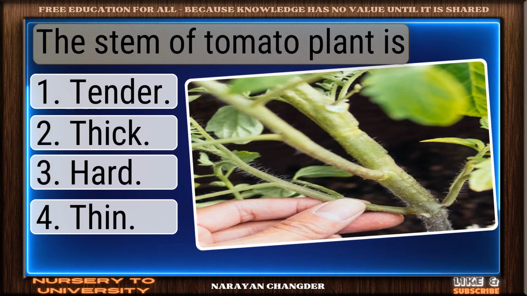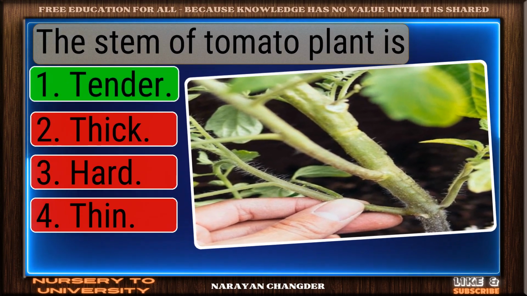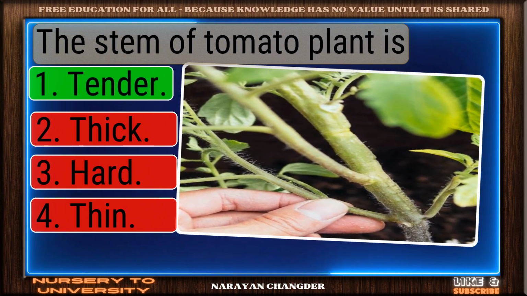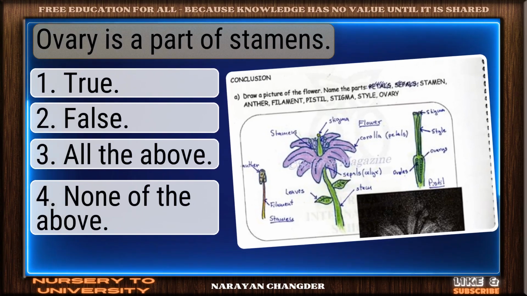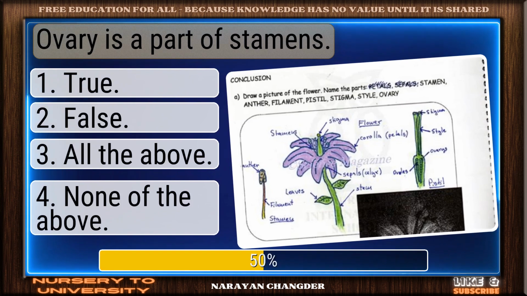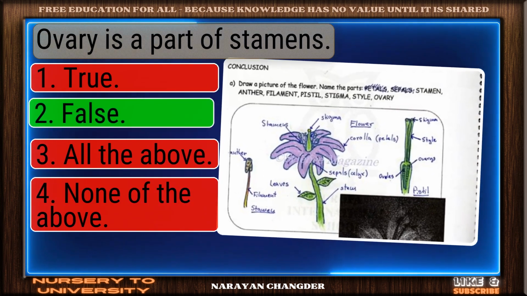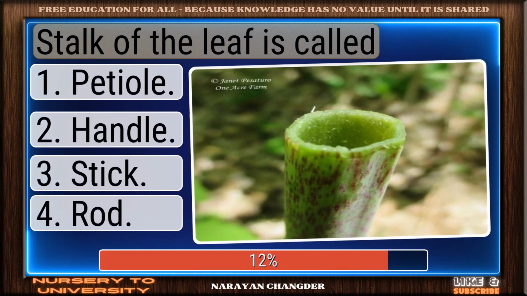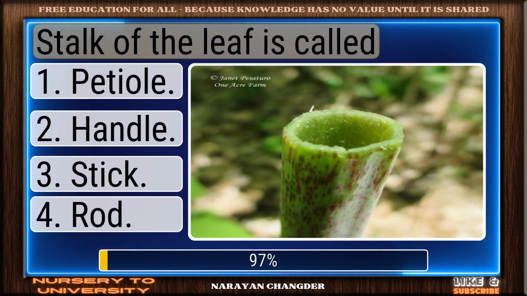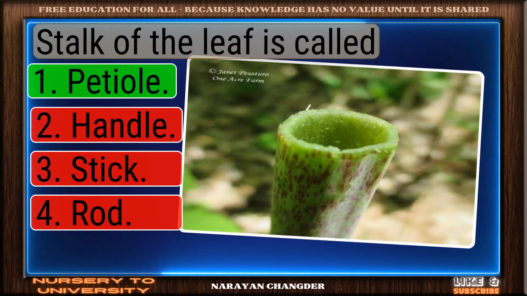The stem of tomato plant is... Exactly. Tender makes sense and it is the right choice. Ovary is a part of stamens? Great job. False is the accurate answer. Stalk of the leaf is called... Well done. Petiole is the right choice.